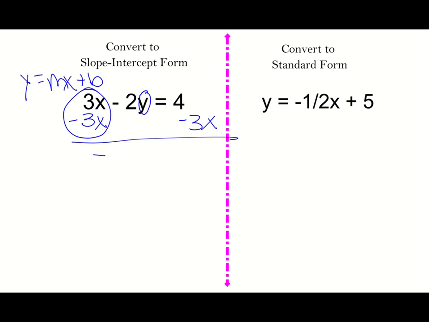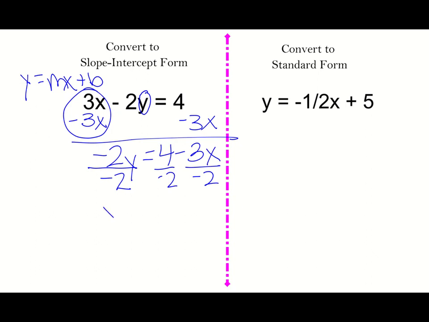So I'm left with negative 2y. And then on the other side, I have 4 minus 3x. Now remember, I can't combine the 4 minus 3x because they're not like terms. So I'm going to leave it like that. The y is still not by itself. So I'm going to divide by negative 2 because right now the negative 2 is being multiplied by the y. And then I am going to divide everything on the other side by negative 2 as well.